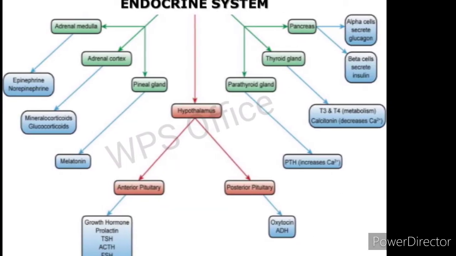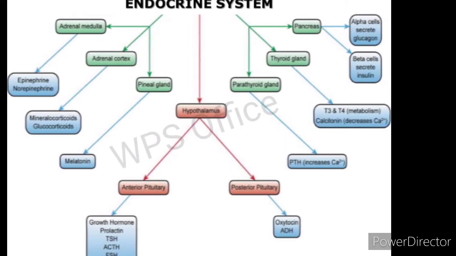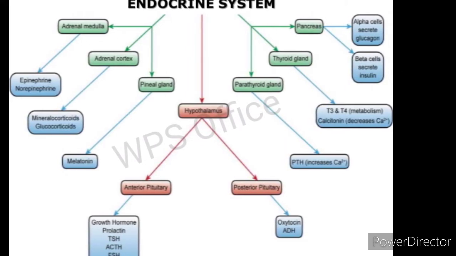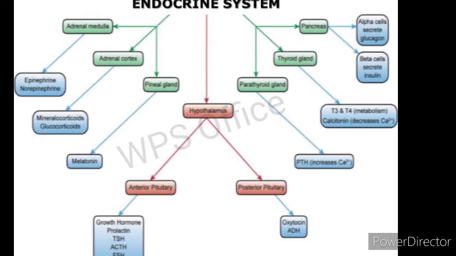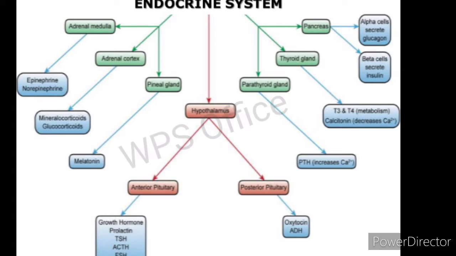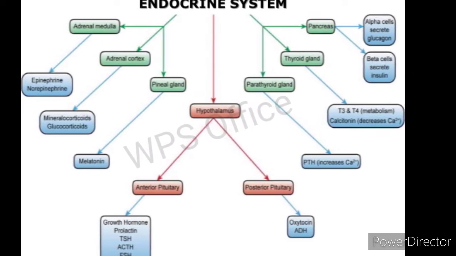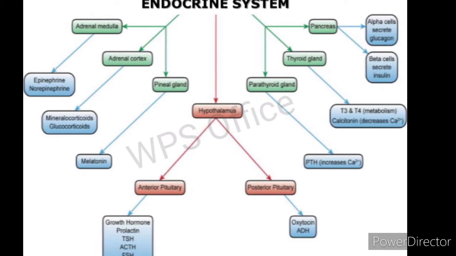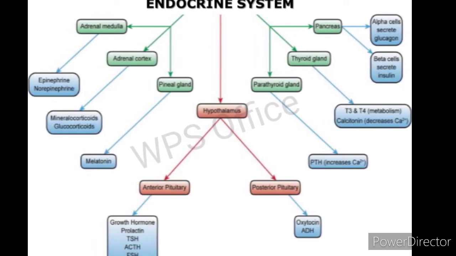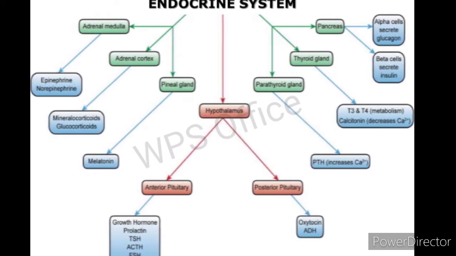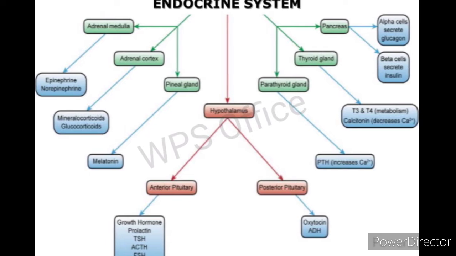The hypothalamus will stimulate the pituitary gland to produce all these hormones. These are again divided into anterior and posterior pituitary. From the anterior pituitary they will release growth hormone, prolactin, thyroid stimulating hormone, adrenocorticotropic hormone, follicle stimulating hormone and luteinizing hormone. And from the posterior pituitary they will release oxytocin and antidiuretic hormone.